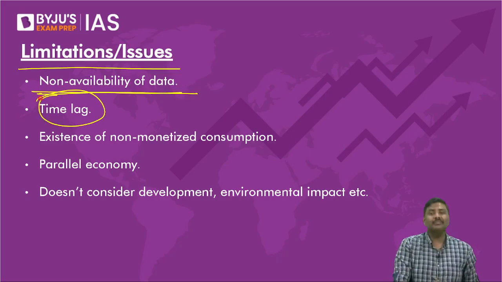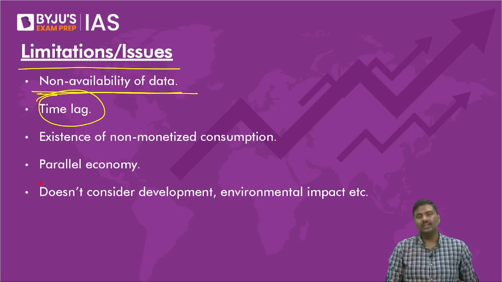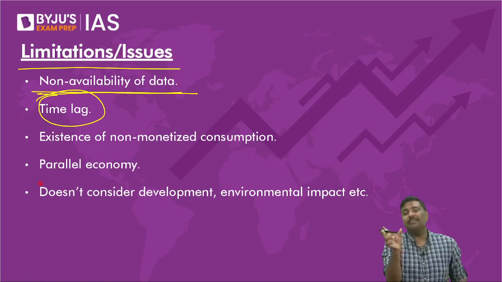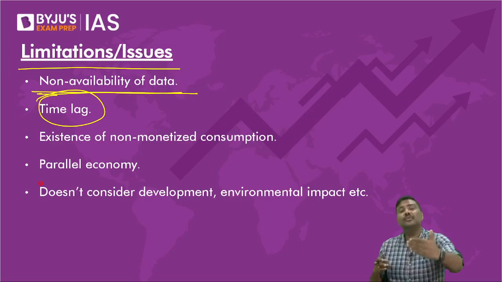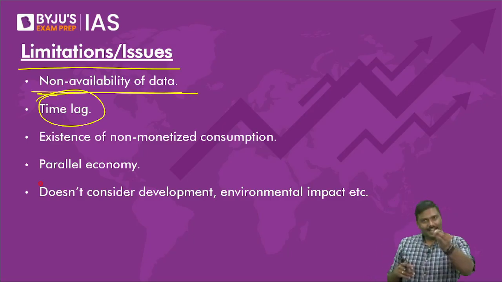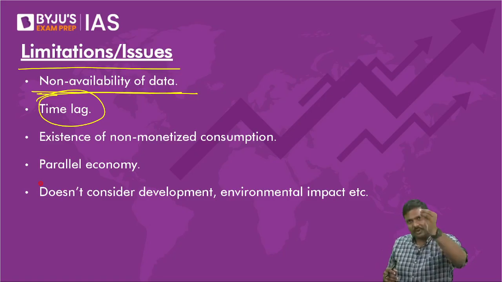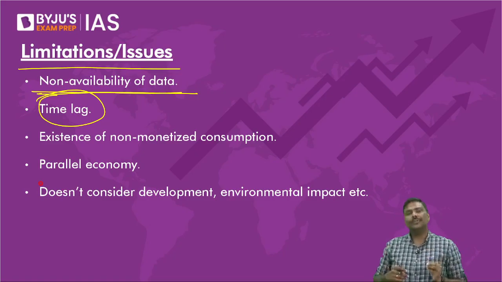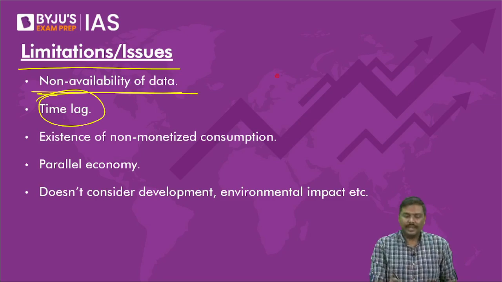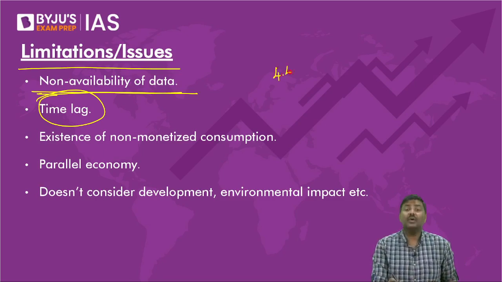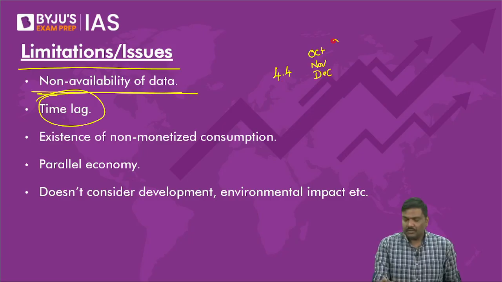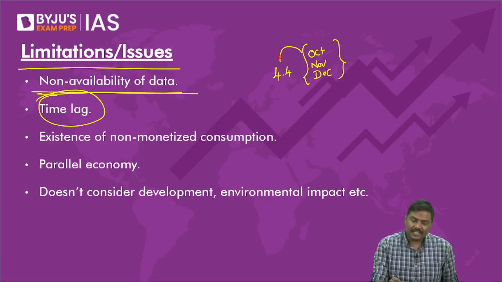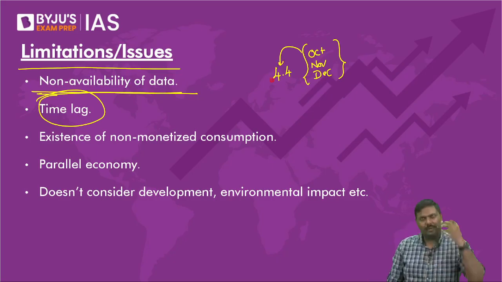Second one is a time lag. Time lag means the gap, the time period that is taken for the government to collect the data and give you the result. I'll connect it to current affairs. Just let me know whether you're making sense of it or not. Very recently, NSO stated that for the third quarter, October, November and December, India achieved a GDP growth rate of 4.4%.